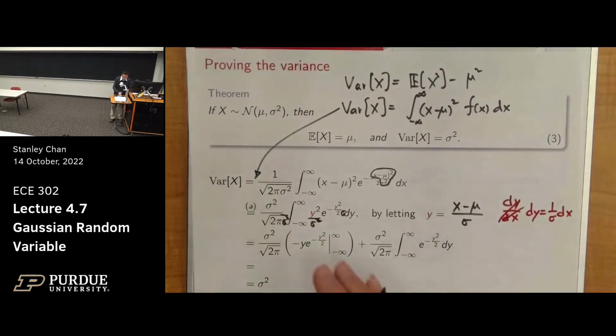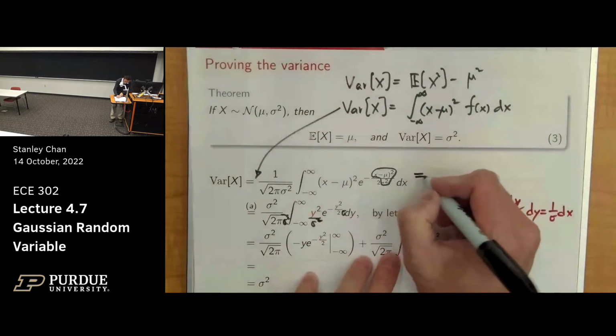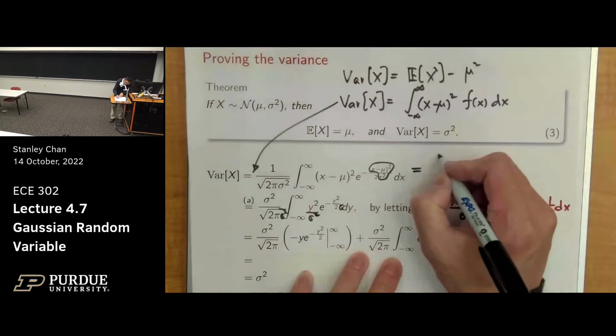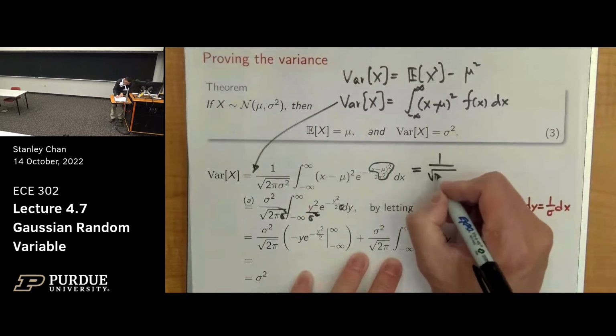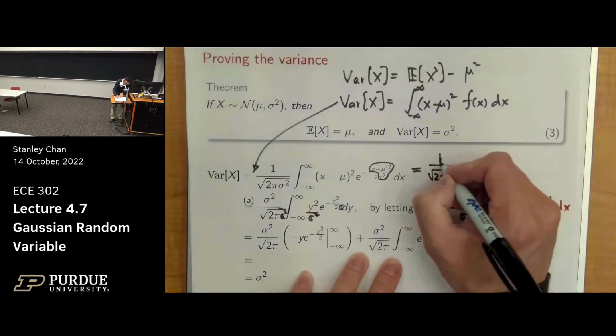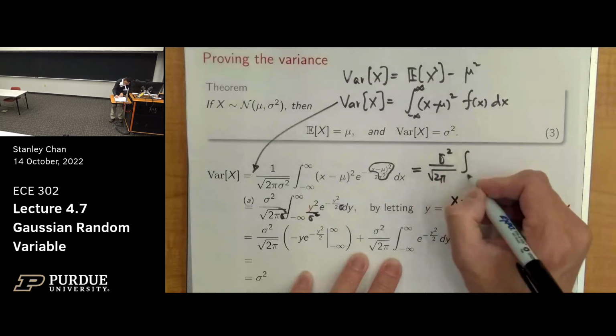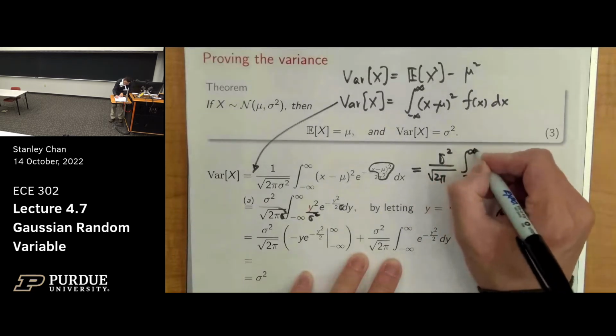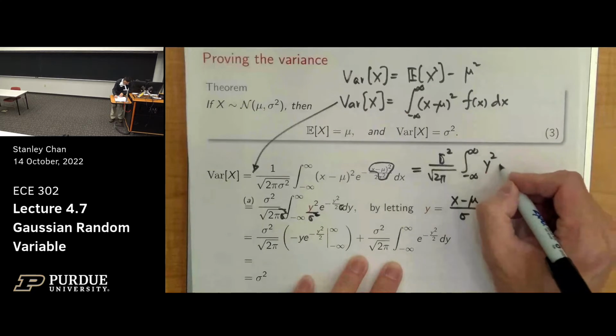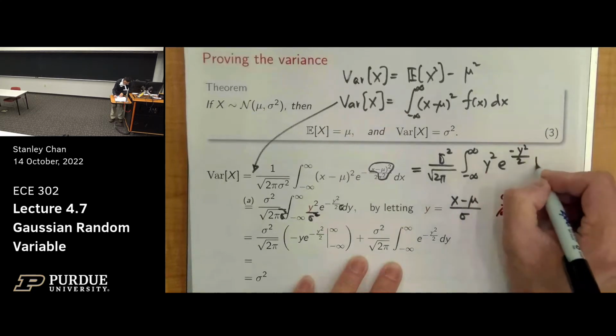And so as you can see here, by using this substitution, I can rewrite this very complicated integral into this: 1 over root 2 pi, there's a sigma square in the front, and then there is a minus infinity to infinity integration, y square e to the minus y square divided by 2 dy.